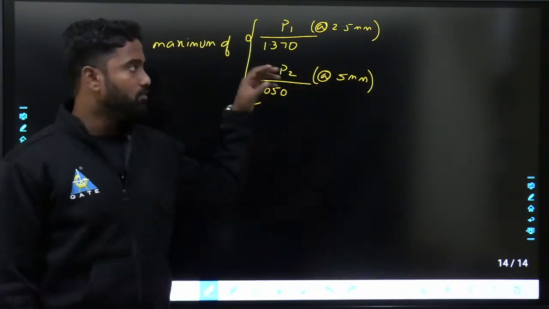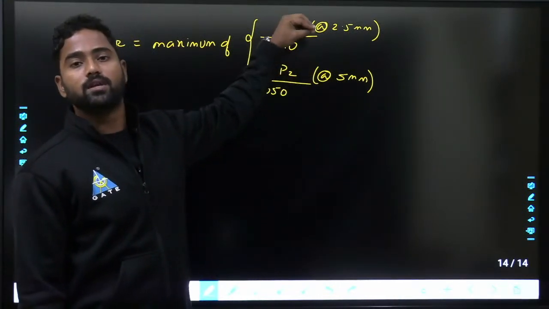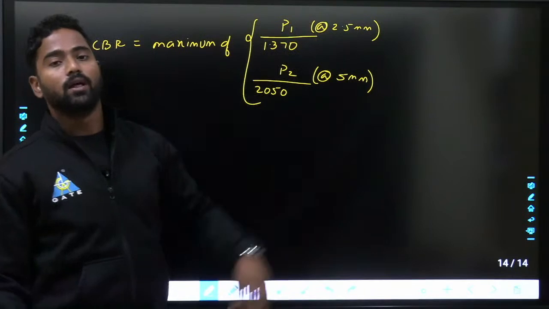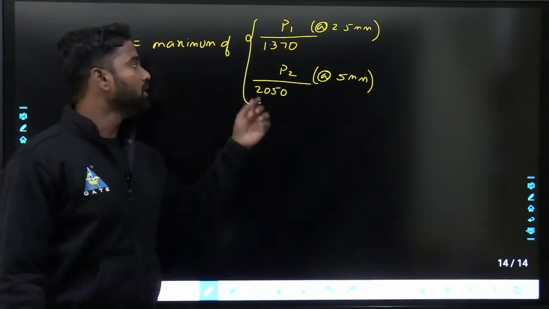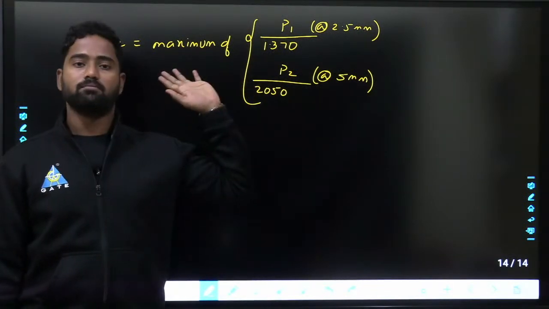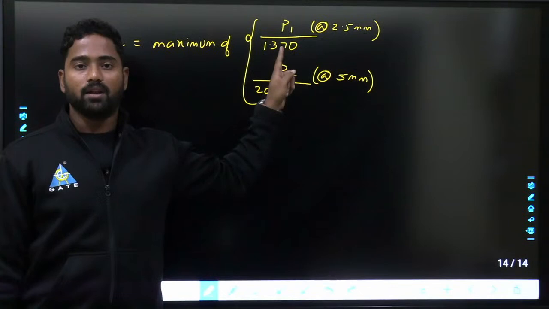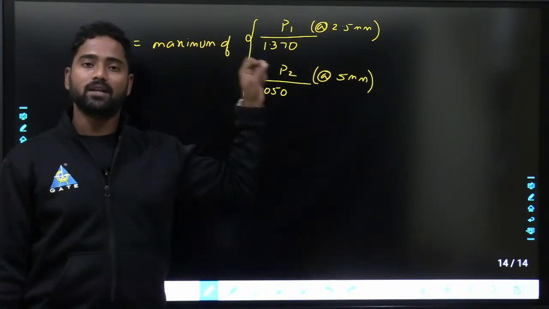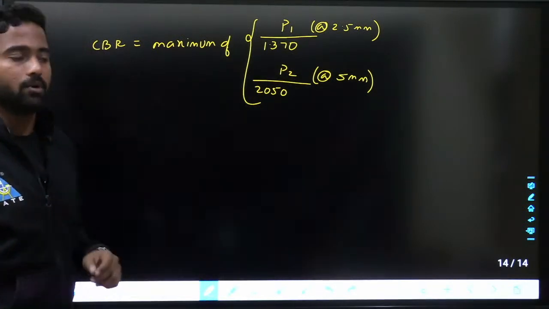If by chance you are getting CBR at 5 mm penetration more than CBR at 2.5 mm penetration, then you will repeat the test, and if you once again get the same value, then you will consider whichever is maximum. Generally this should be more than this, but if this is more than this, you will repeat the test and consider whichever is maximum.